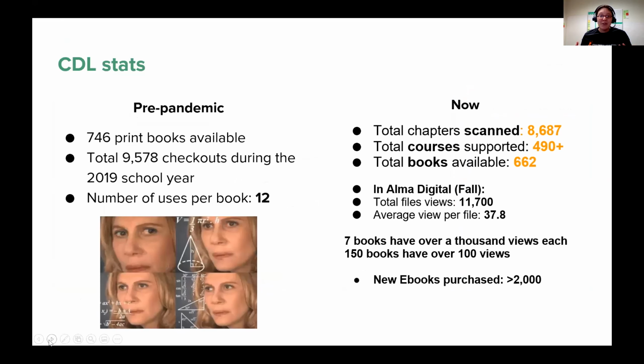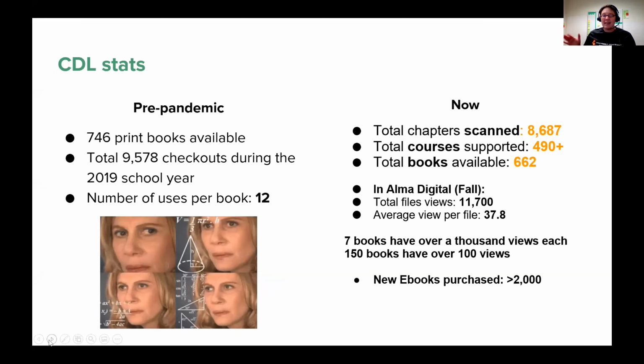And for us, even though we had to, like you said, pivot and rapidly implement, it actually hugely increased the reach of our course reserves program. Before the pandemic, we had 746 print books available to our students, and those checked out for just under 10,000 times that year. So each book got about 12 uses.